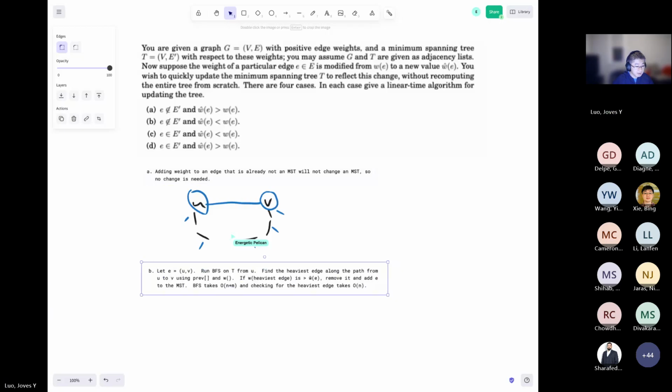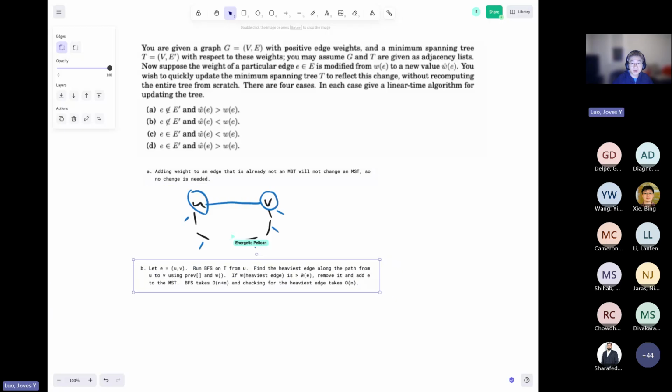All right. So let E be the edge that represents UV. We run BFS on T from U, and find the heaviest edge along the path from U to V using the previous array and the weight array. And then if the weight of the heaviest edge is greater than our new edge weight, then remove it and add E to the MST. BFS takes O of n plus m time, checking to see the heaviest edge in the previous array is O of n. And that's it.